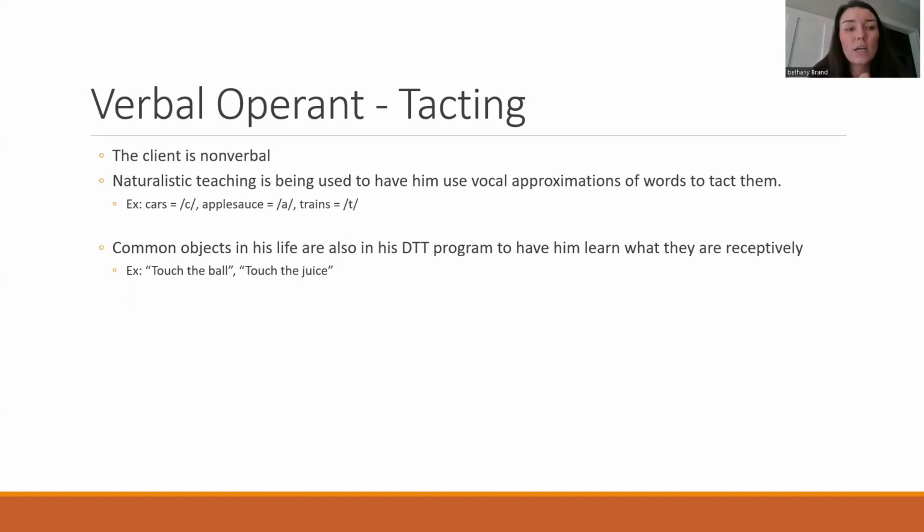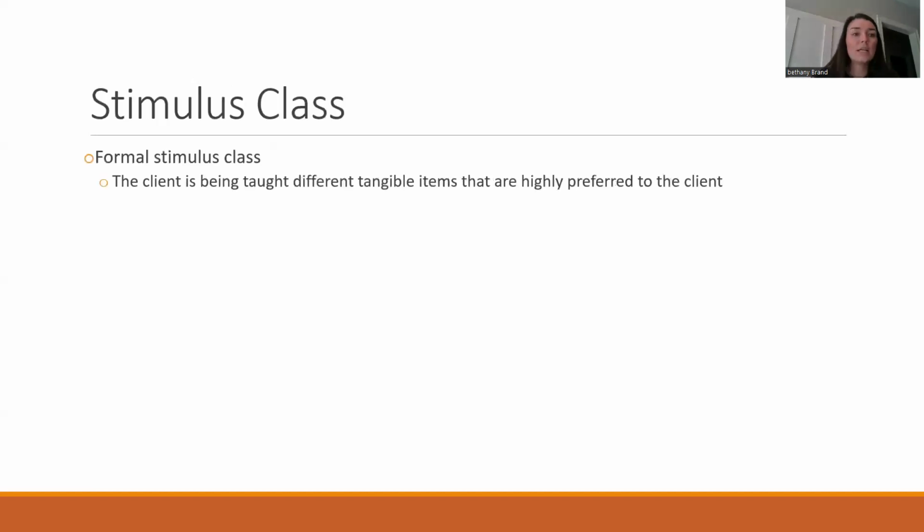vocal approximations. Common objects in his life are also in his DTT program to have him learn what they are receptively. So touch the ball, touch the juice, touch the applesauce, touch the cars, whatever it is. We put him in a field of 2 and have him touch them. But we'll talk about more of that in a minute. Stimulus class, formal stimulus class is for him. So the client is being taught different tangible items that are highly preferred to him.